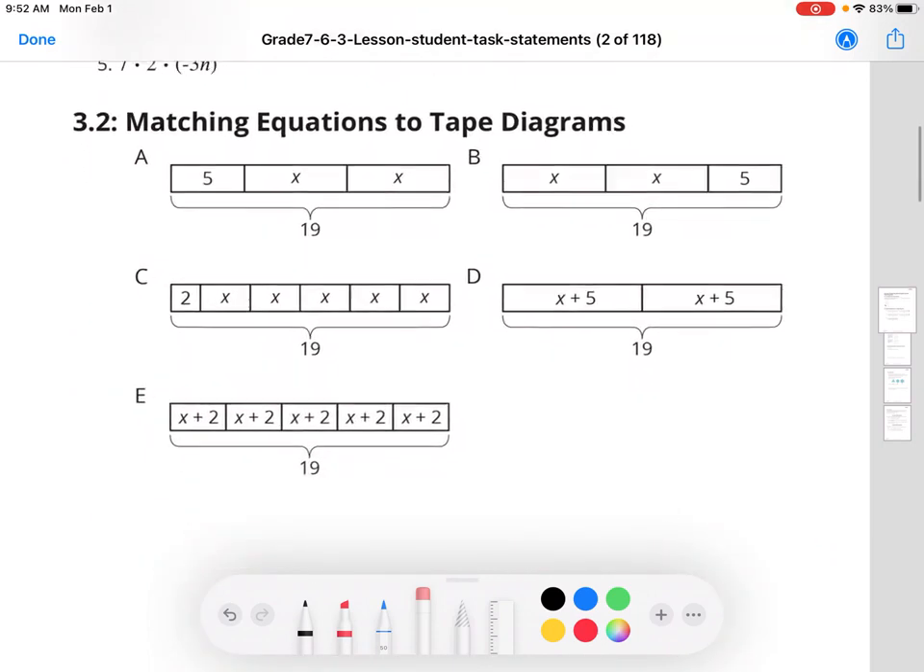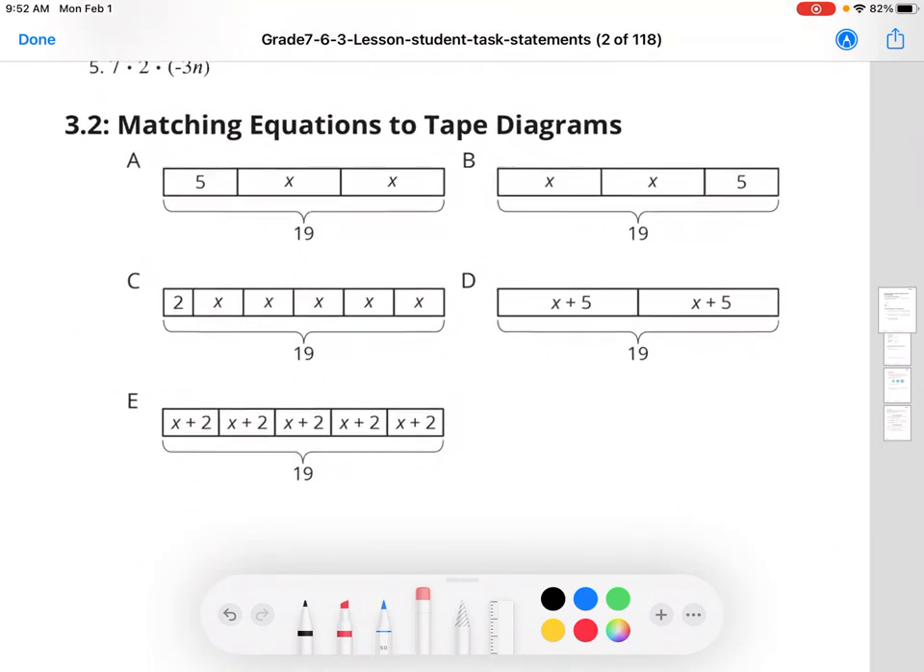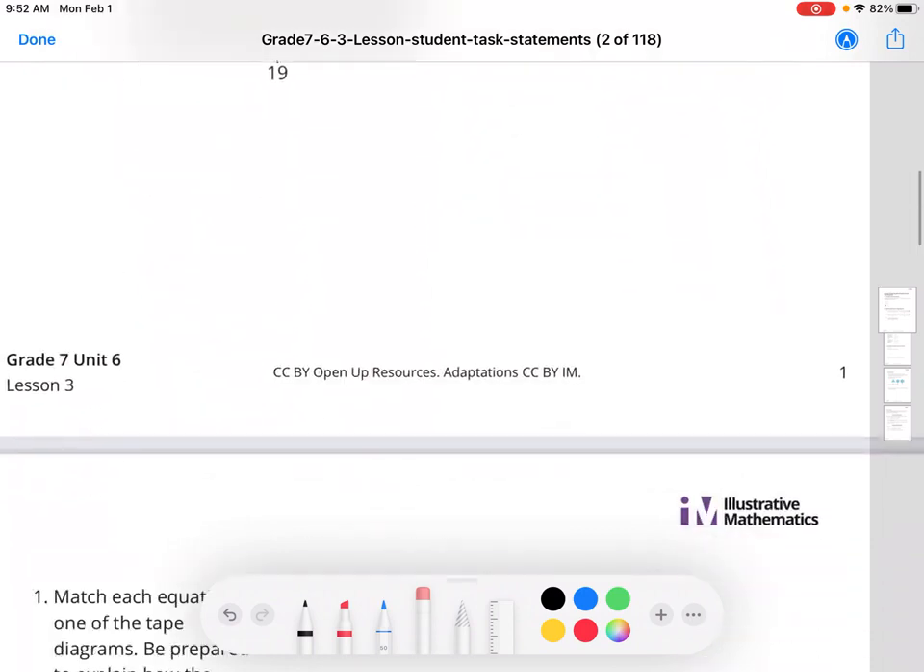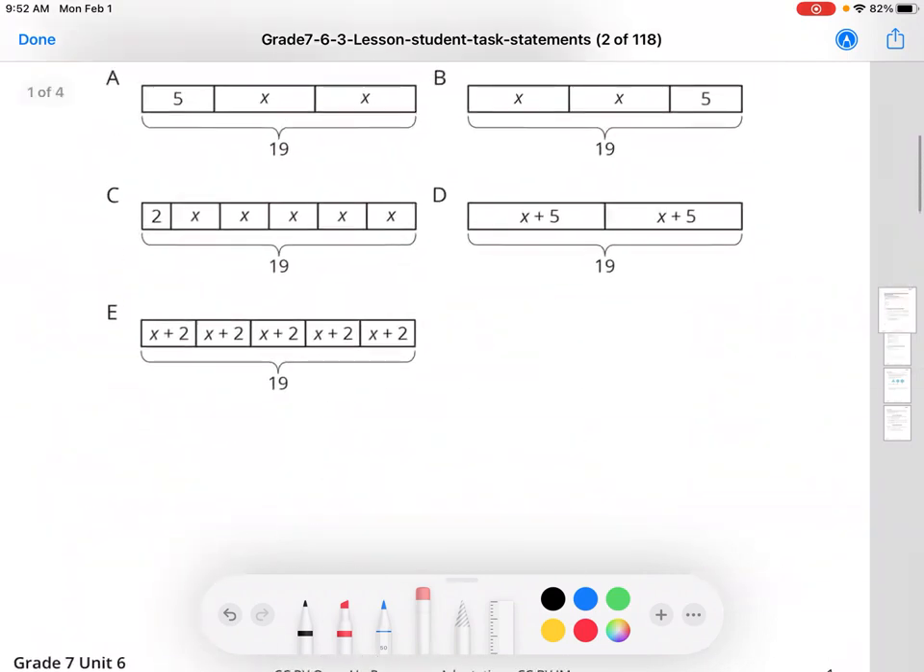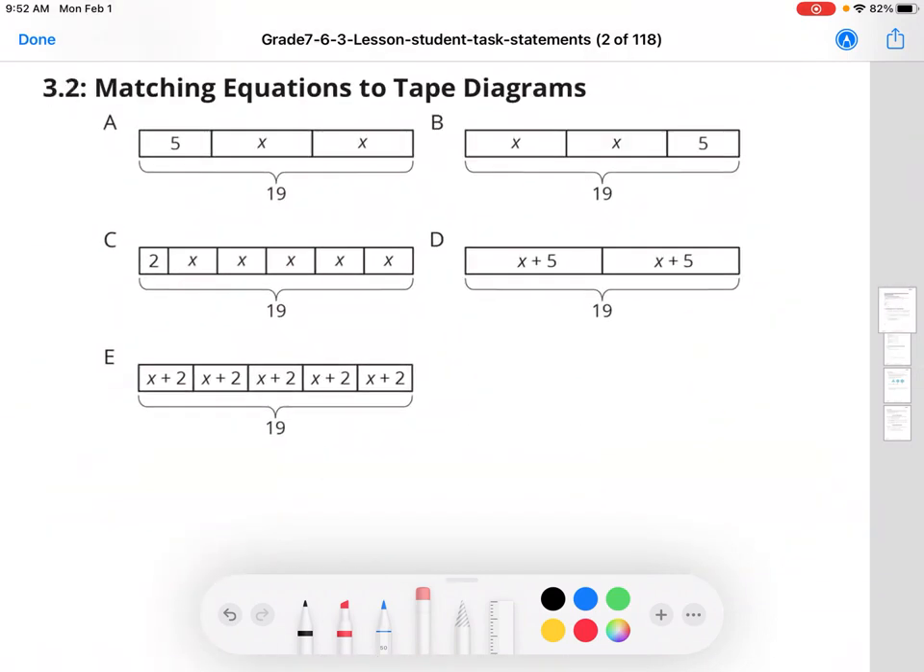Okay, on 3.2, you're matching each equation to a tape diagram. So on our first equation, we have 2x plus 5 equals 19. So write that down here: 2x plus 5 equals 19. So which tape diagram would match to that? Okay, we could use A or B for that one.